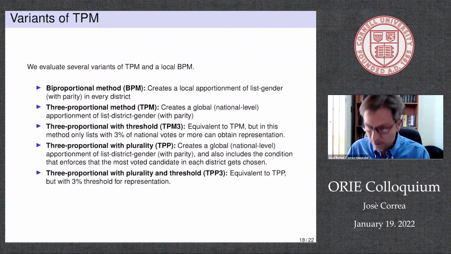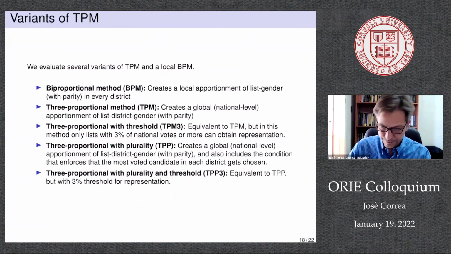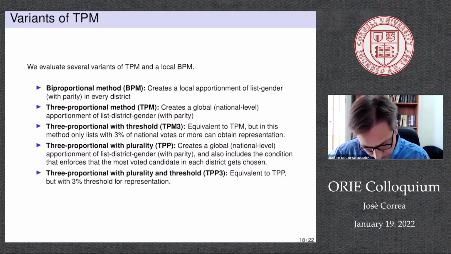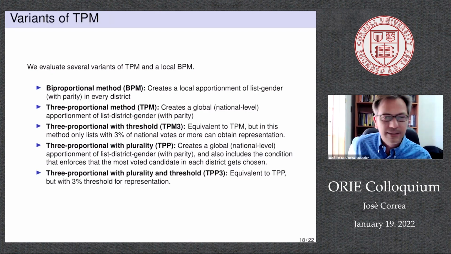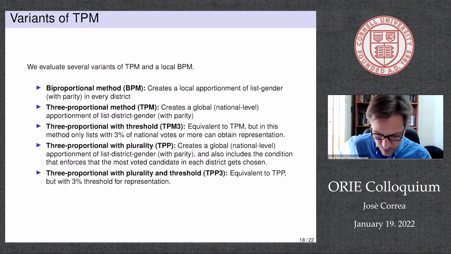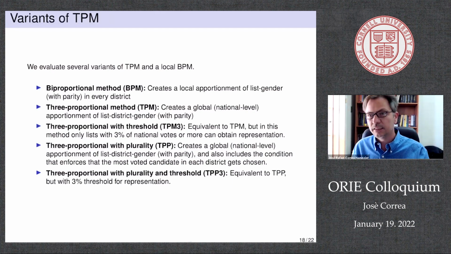The methods I will quickly show you are biproportional methods, but by gender. The first method is essentially the Constitutional Convention method. Then the three proportional method, and the three proportional method with a threshold. Many systems like Germany and Turkey have a threshold for representation, so 3% or 5%. If you don't get that share of the votes, your party is not represented. That's one of the methods we try. Then we have this plurality constraint: you add the constraint that the most voted candidate in a district has to be elected. That's what I call TPP, the three proportional method with the plurality constraint.